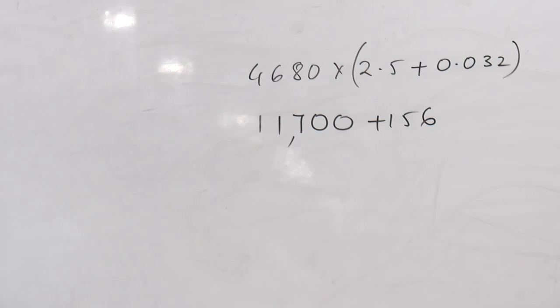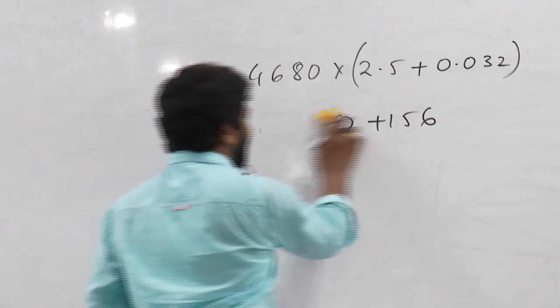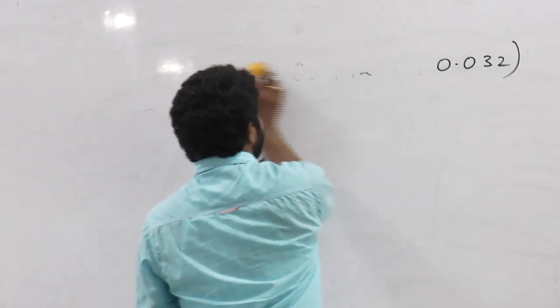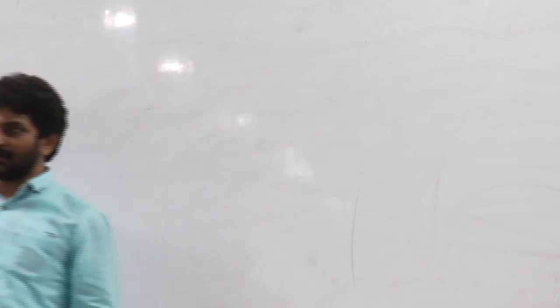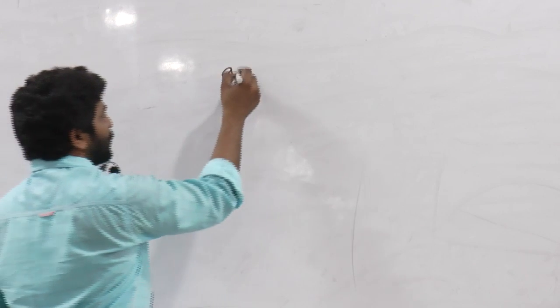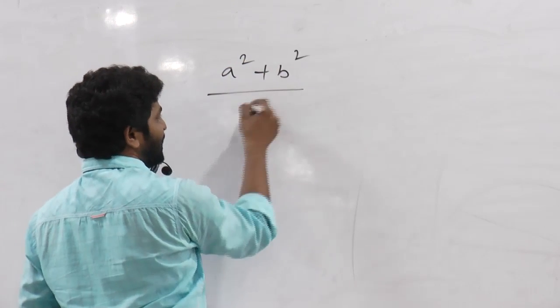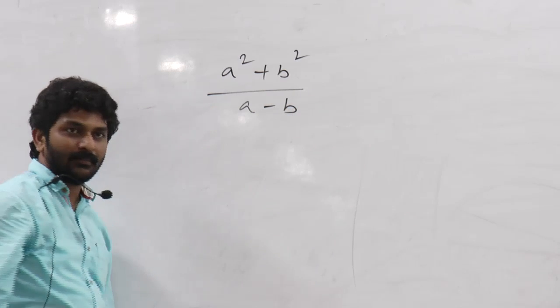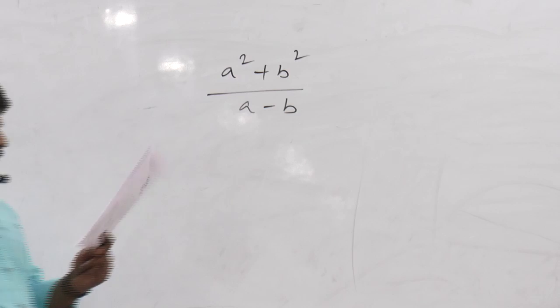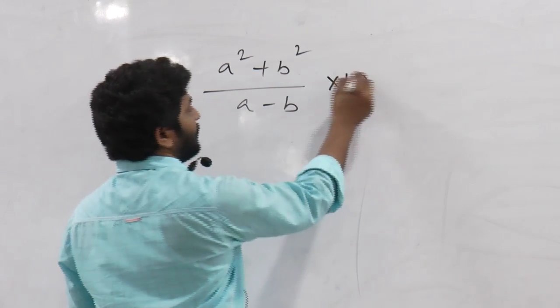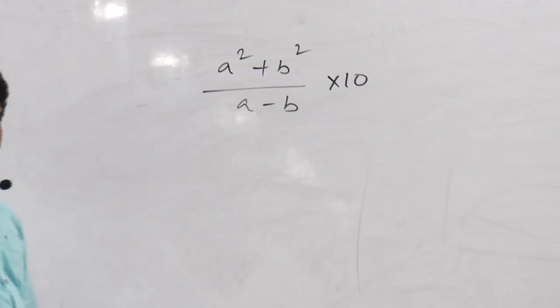1.23 whole square plus 2.34 whole square by 2.34 minus 1.23. If you observe carefully, whatever numbers we have in the numerator, the same numbers are there in the denominator. Yes or no? So if it is a square plus b square, I have a minus b. Into 10. Is it correct?